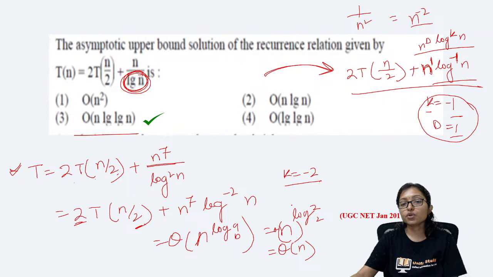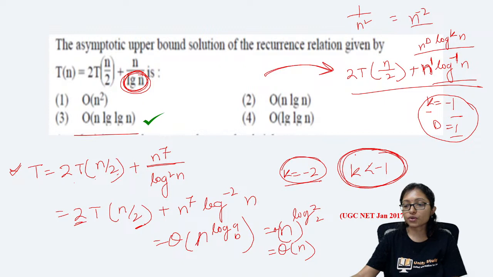It is k less than 1, so you need to apply that rule. Log square n means it is log to the power minus 2. Minus 2 means the k value is less than 1, right? Is it clear to everyone how to do this type of question? I hope it's clear. You can do it now. Yes, very good. So your master theorem is done.